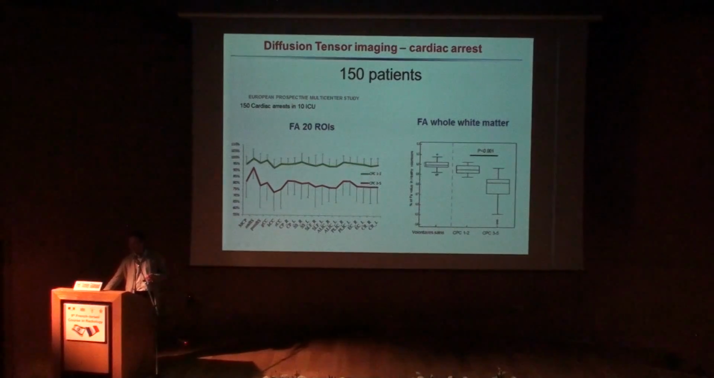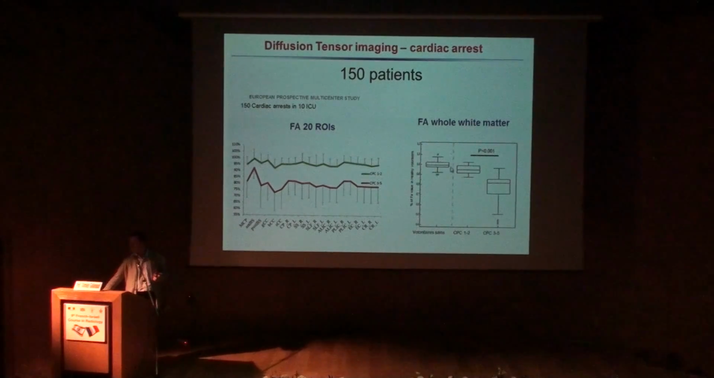So for cardiac arrest, as you can see, FA in patients with good outcome versus patients with poor outcome. If you just take the FA of the whole white matter, you can see that CPC 1 and 2, a cardiologist evaluation of favorable outcome, means no or minor impairment. CPC 3 to 5 is major impairment, and you can see that you have a near clear-cut separation between the FA in patients with favorable outcome versus unfavorable outcome.